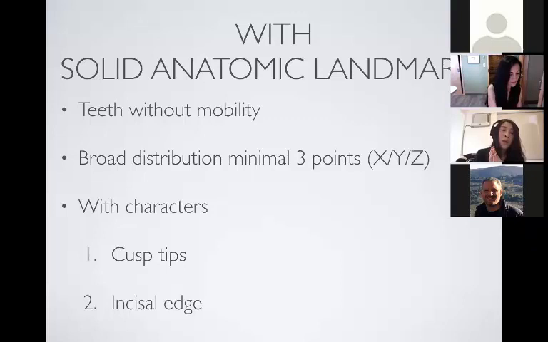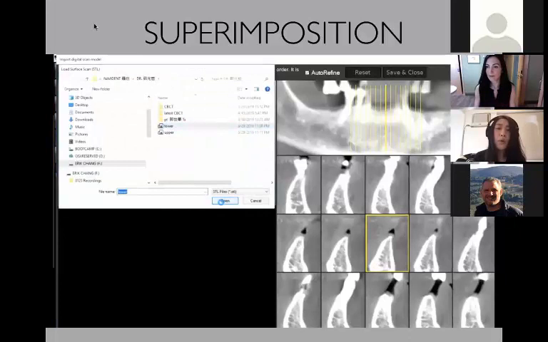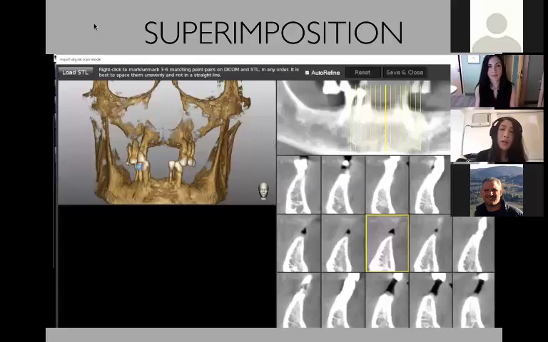The last part is you want these landmarks to have some features, so when you're doing the verification, the accuracy check, you're right at the dead point. Meaning you want some cusp tips or the incisal edge that you can always go back to. So let's take a quick video at how we actually do this when the patient has solid landmarks, how we choose our landmarks to superimpose those images.